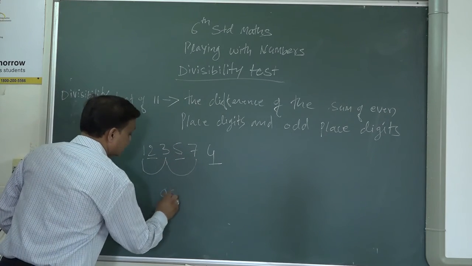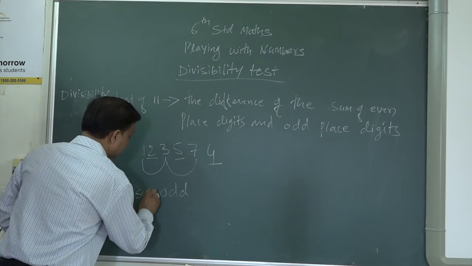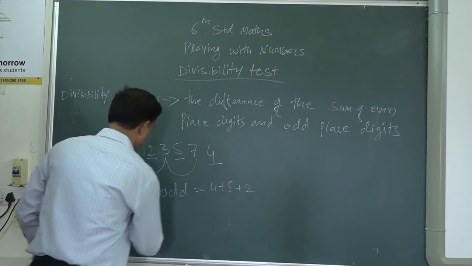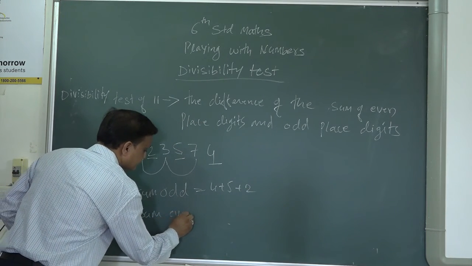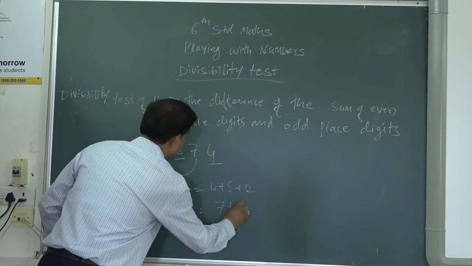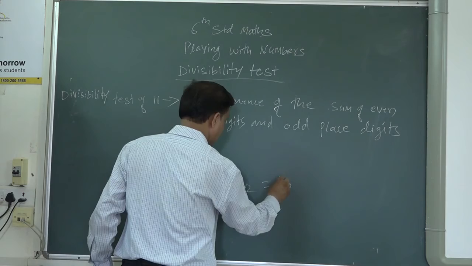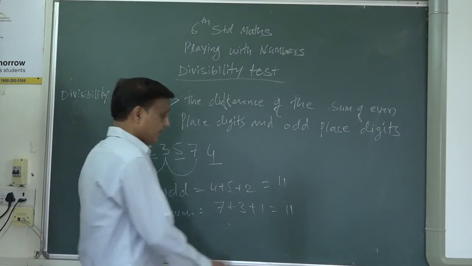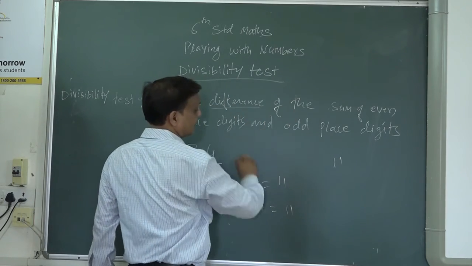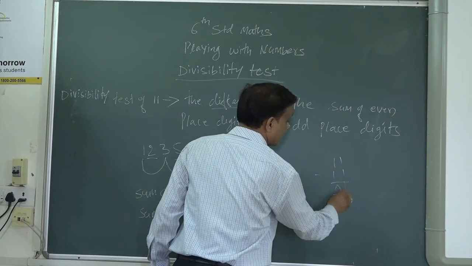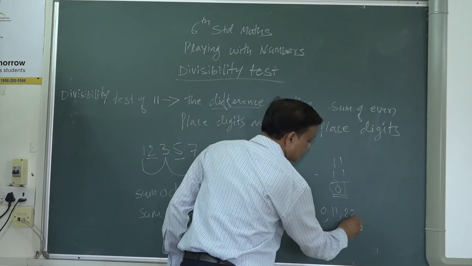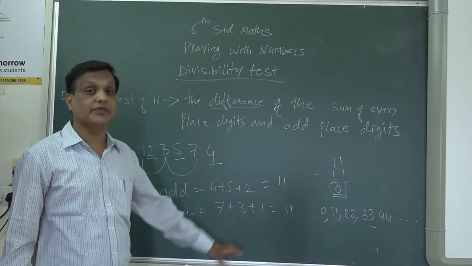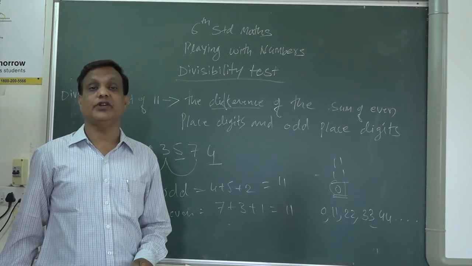First we have to take the sum of the odd places. What is the sum of the odd places? 4 plus 5 plus 2. And the sum of the even places, what is it? 7 plus 3 plus 1. The answer of this is 11 and the answer of this is 11. When you subtract these both numbers, the difference is 11 minus 11 is 0. If the answer is 0 or 11 or 22 or 33 or 44 etc., in the table of 11, then that number is going to be divisible by 11.